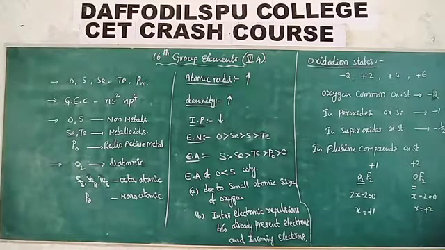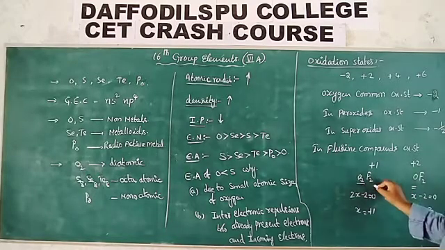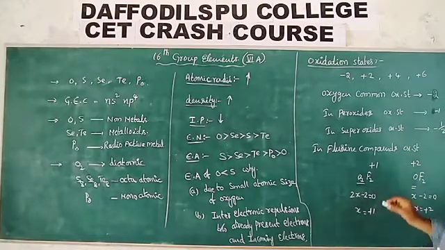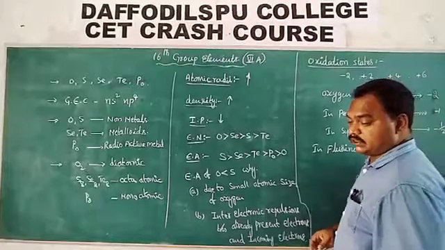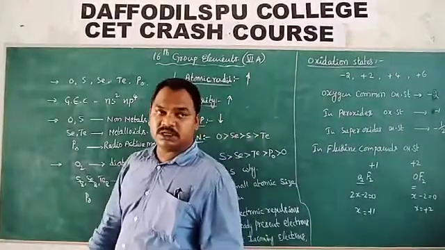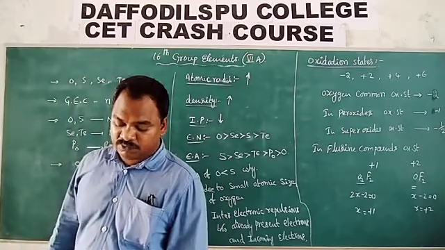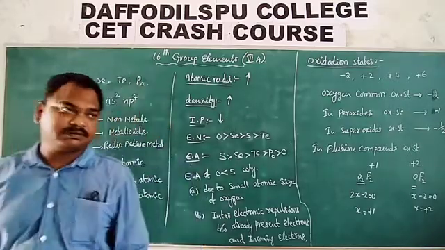So oxygen also shows +1 and +2 oxidation states in its fluorine compounds. In all the other cases, it shows only negative oxidation states. Only with fluorine compounds does it show a positive oxidation state. It is important, remember that: oxygen shows a positive oxidation state in its fluorine compounds.